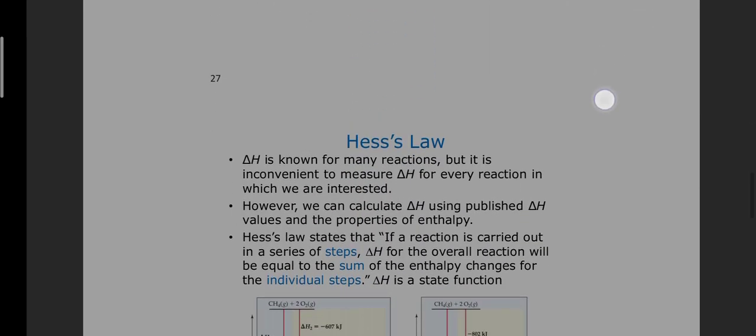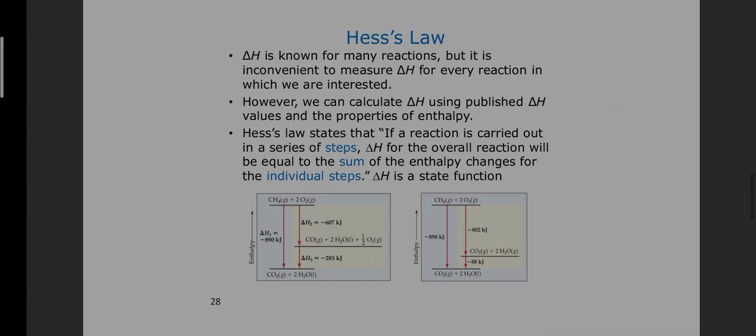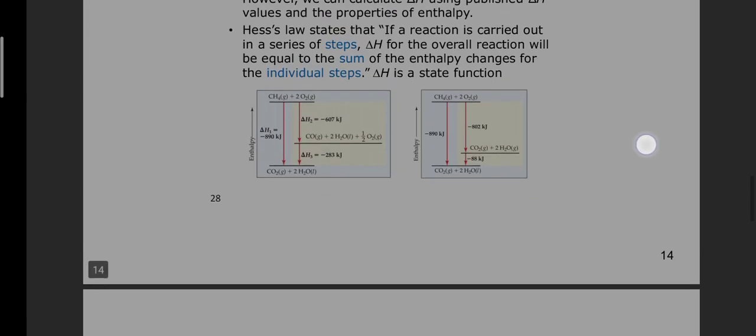Now, next is Hess's law. Del H is known for many reactions, but it is inconvenient to measure del H for every reaction in which we are interested. However, we can calculate del H using published del H values and the properties of enthalpy. Hess's law states that if a reaction is carried out in a series of steps, del H for the overall reaction will be equal to the sum of the enthalpy changes for the individual steps.